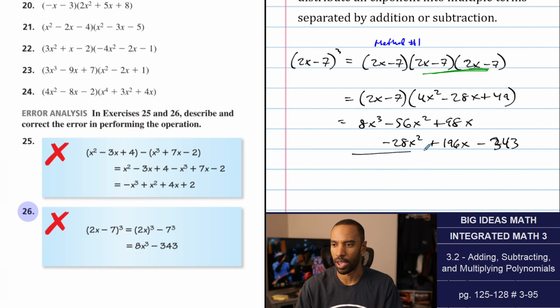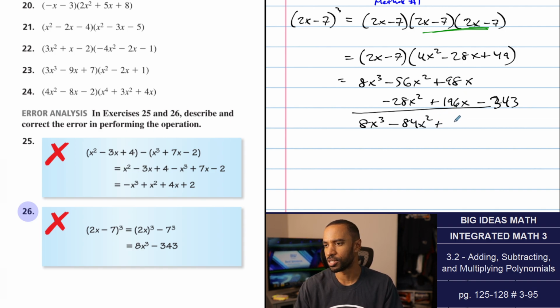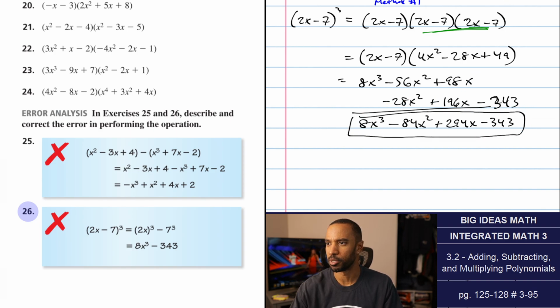All right, we'll see if this is right ultimately, but combine those. I got 8x cubed minus 84x squared. I might have made a mistake. Plus 294x minus 343. All right, let's see if that was correct by doing method number 2.